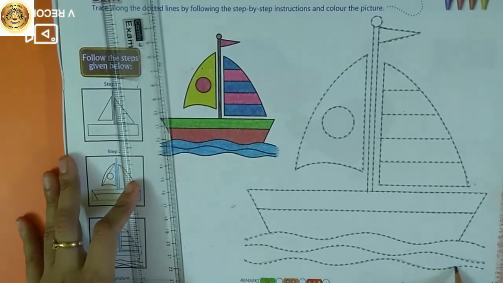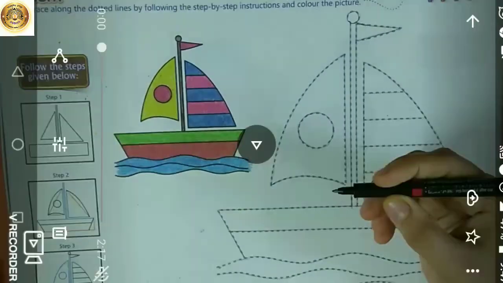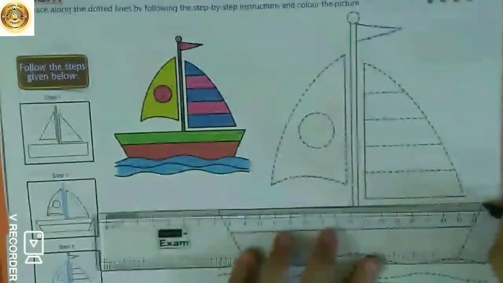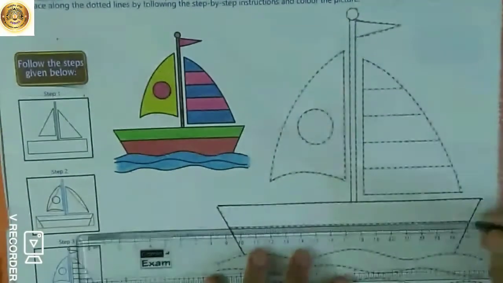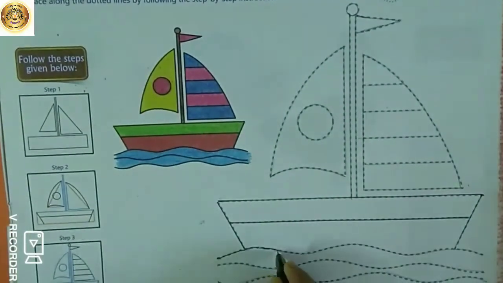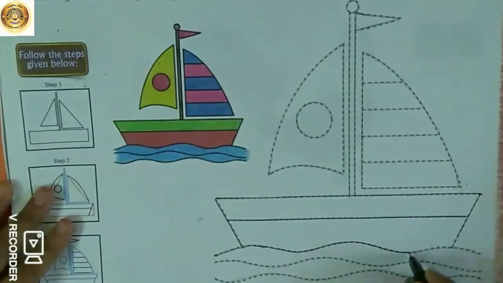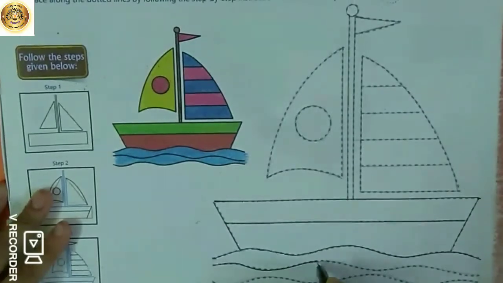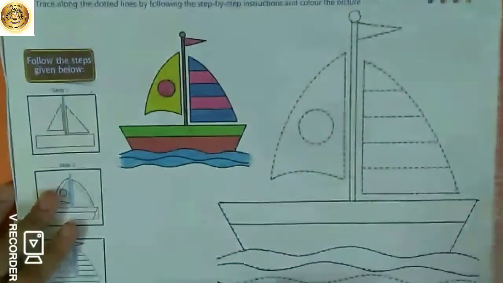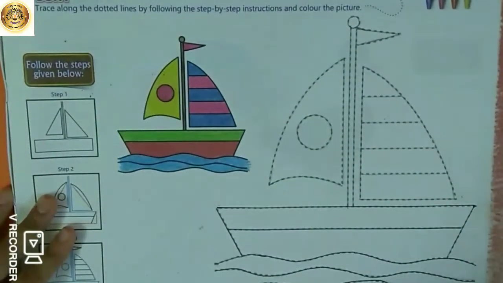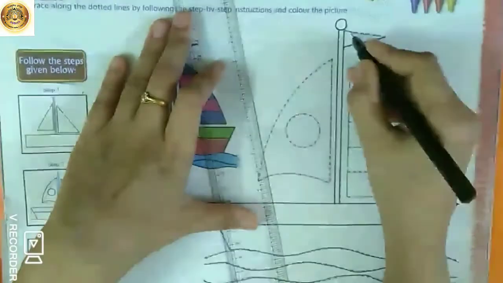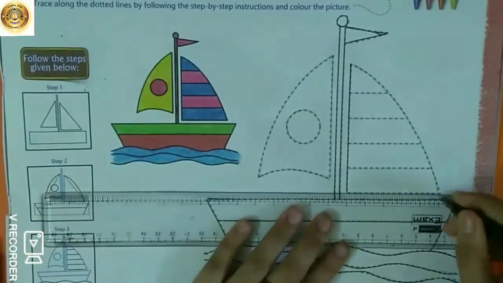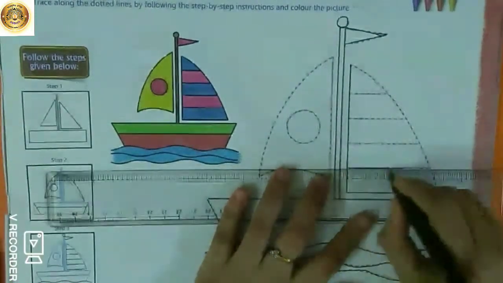So this is done with the pencil. Now same way, trace along with the black sketch pen or a black pencil color. Draw it very neatly and slowly. You just have to follow the dots.